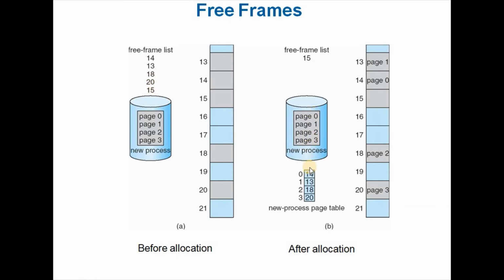So 0 will be mapped to 14, the first one. And 1 will be mapped to 13, 2 will be mapped to 18, and 3 will be mapped to 20. So we can allocate like this. That is, the system will keep track of the free frame list, and whenever a new process needs to execute, it will be loaded into the corresponding frames which are free in the free frame list.